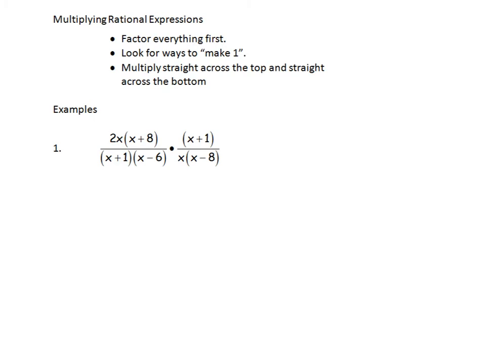So here's what we want to do when multiplying rational expressions. We want to first factor everything. Everything possible that can be factored, whether it's a GCF, a quadratic where a equals 1, a quadratic where a equals something other than 1, or a difference of squares. We want to factor all of these things before our next step.